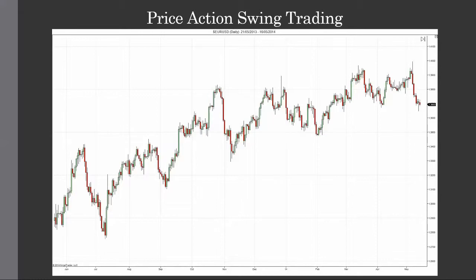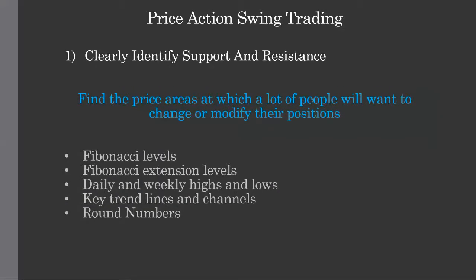We're going to go over some price action tips and techniques to enhance your ability to swing trade. So I'm going to kick off with my first one, and it's a really obvious one, but it can't be spelled out enough really. We need to clearly identify support and resistance.